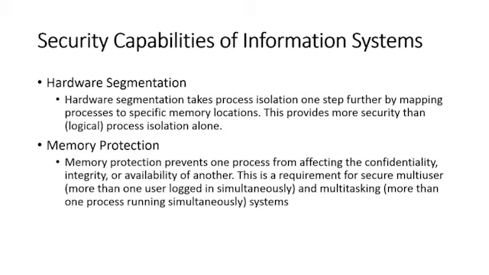We have memory protection. This prevents one process from affecting the confidentiality, integrity, or availability of another. So everybody has their own little memory space that they run in. So this is a requirement in, say, our multi-user environments, multitasking, if we're running more than one process simultaneously, which we always do anymore, right? I mean, even if you don't have more than one application open on your system, I'm promising you there's some stuff running in the background that the memory, those programs are loaded into memory is what I should have said.